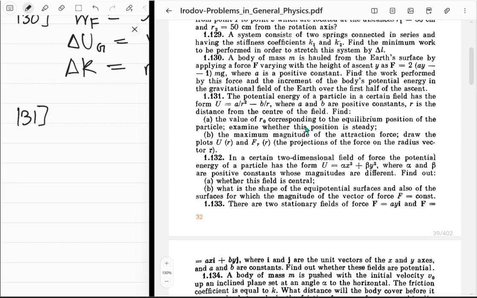Examine whether this position is steady. Okay, so fine, it's not that bad. Find the maximum magnitude of the attraction force. Draw the U of r and Fr of r graphs, where Fr is the projection of the force on the radius vector r.